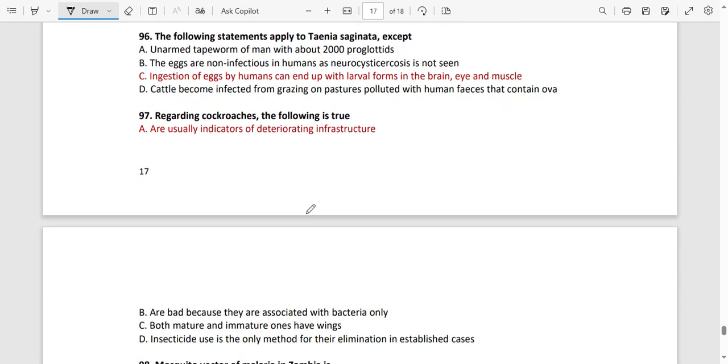96. The following statements apply to Taenia saginata except: an armed tapeworm of man with about 200 proglottids. 200 is wrong, right? The eggs are non-infectious in human as neurocysticercosis is not possible. So neurocysticercosis, the eggs are not infectious in human. The following statements apply to Taenia except. So this one, the eggs are non-infectious. Why do you think this statement is not correct?